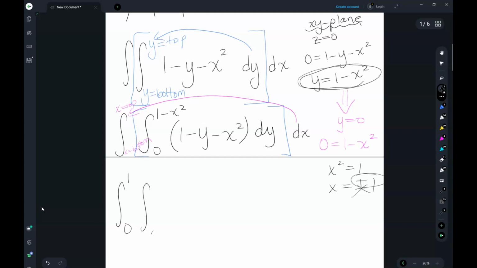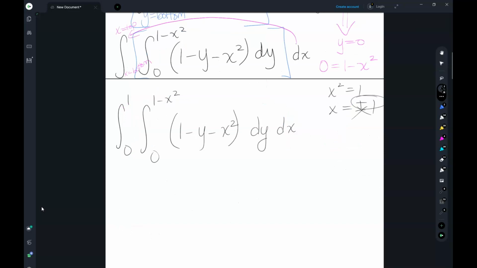Our bounds for y are 0 to 1 minus x squared. And then the z function is the function we want to integrate. We're going to start by integrating with respect to y first. When you integrate, you only want to consider that variable in the problem. Anything else you see in the problem is going to be a constant, and you integrate it like it's a constant. So the antiderivative of 1 with respect to y is y.